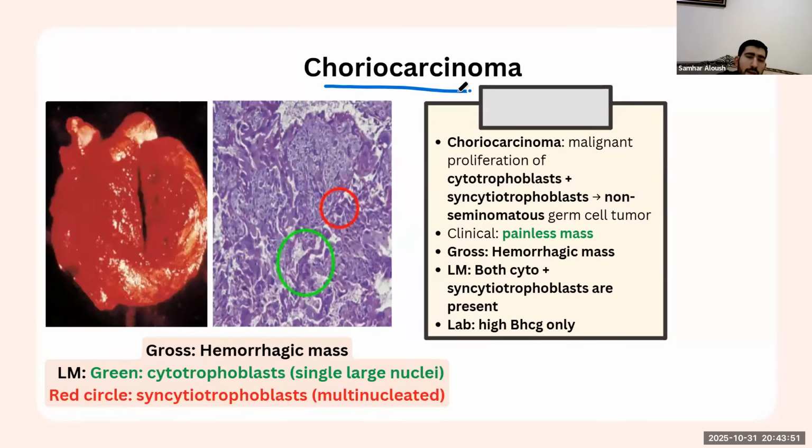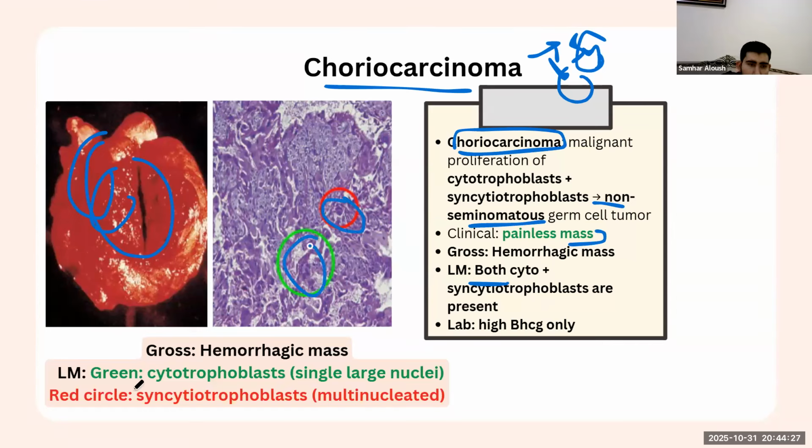Then we have choriocarcinoma. You know the placenta is formed from two things: syncytiotrophoblast and cytotrophoblast. If there is malignant proliferation of syncytiotrophoblast and cytotrophoblast, then it's called choriocarcinoma. It's also a non-seminomatous germ cell tumor. It's painless because all of them are painless except embryonal. Grossly, it's very hemorrhagic, but it's not painful. It's just blood, just hemorrhage.